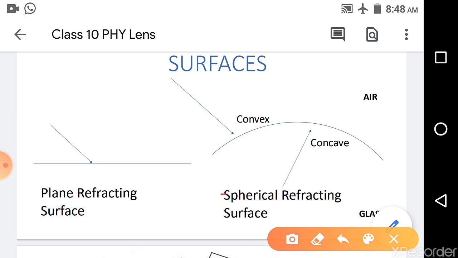Suppose that you are standing here, then you find that the middle section is not nearer than the edges, that means the edges are nearer than the middle section. So this is called the concave refracting surface. So we have two types of refracting surface, one is convex, another is concave.